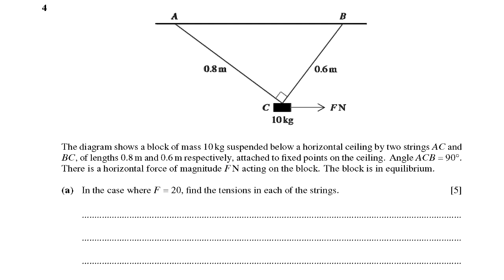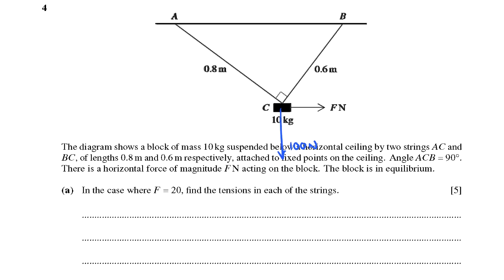So the diagram shows a block of mass 10 kilograms. All right, it's got a mass of 10. Straight away that should tell you, oh, the mass is going to produce a weight because of gravity. Weight equals mg. And so we will have 100 newtons of force going straight down from that block. It's suspended below a horizontal ceiling by 2 strings, AC and BC, of lengths 0.8 and 0.6 respectively, attached to fixed points on the ceiling.